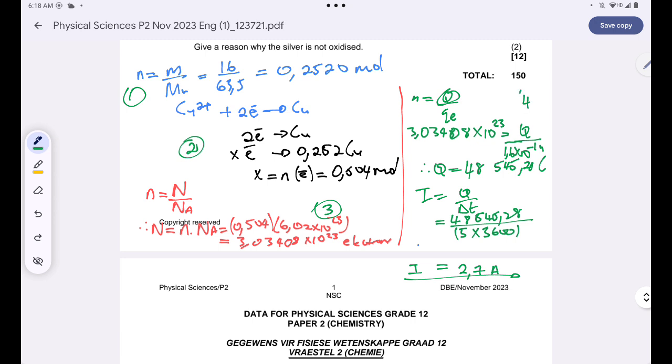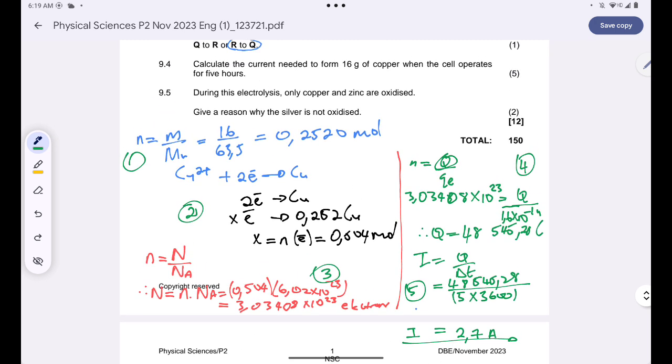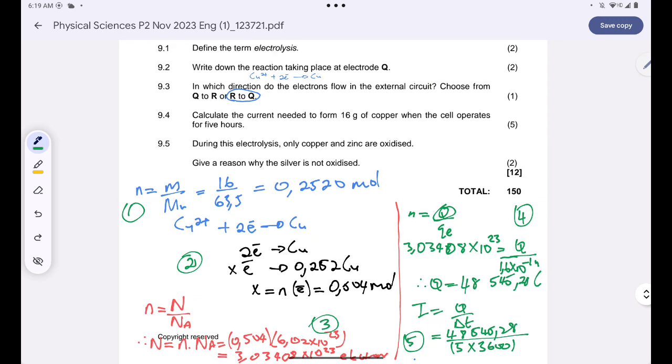And then step number 4, I calculated the electronic charge which was actually transferred to form the 16 grams of copper. So that's number 4. And finally, I then calculated the current that was needed to form the 16 grams of copper. That's how, guys, you would have tackled that question.